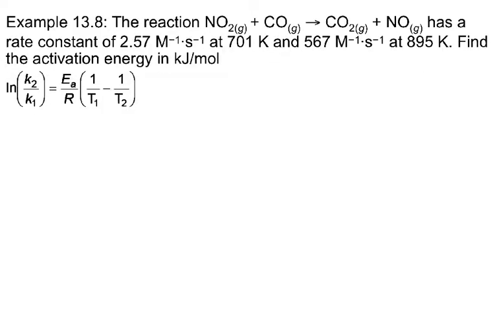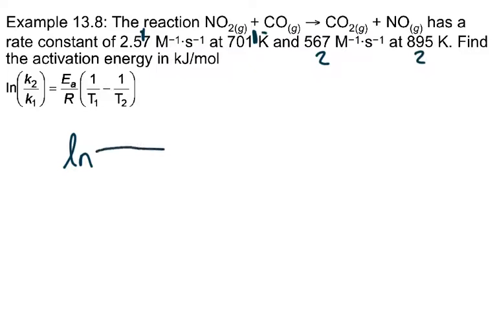So let's work through an example. We have a reaction here. It has a rate constant of 2.57 per molar per second at 701 Kelvin and 567 per molar per second at 895 Kelvin. Find the activation energy in kilojoules per mole. So here we're just plugging in values. The natural log, I'm going to define this as 1 and this as 2.